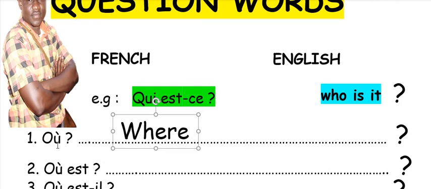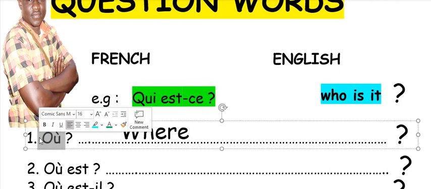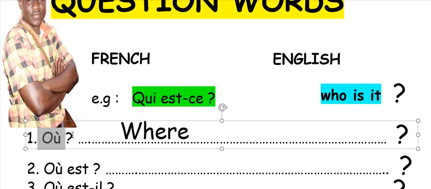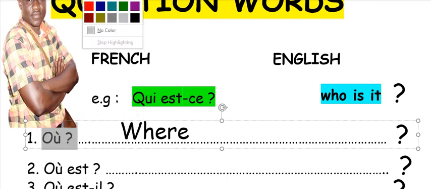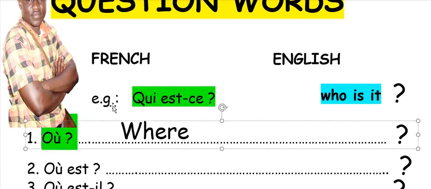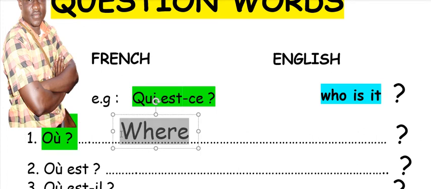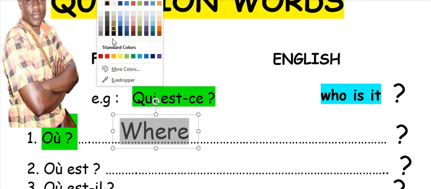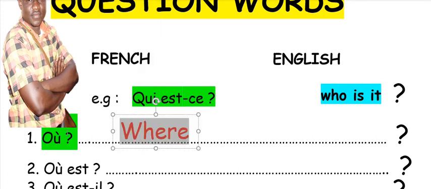Now let's move forward. We have this other question word, which is "où." When you see "où" in front of any question, you must know it stands for "where." So this is the way. "Où" stands for "where."